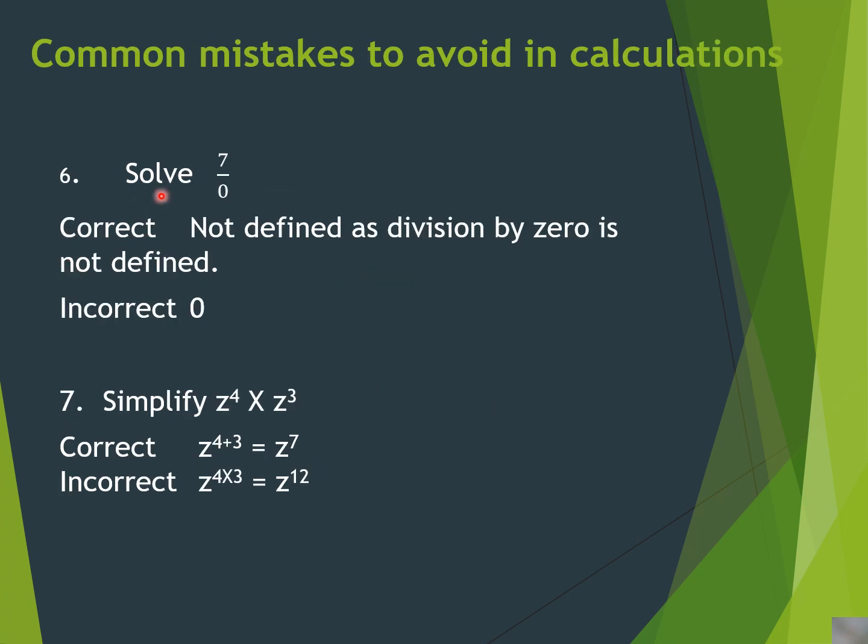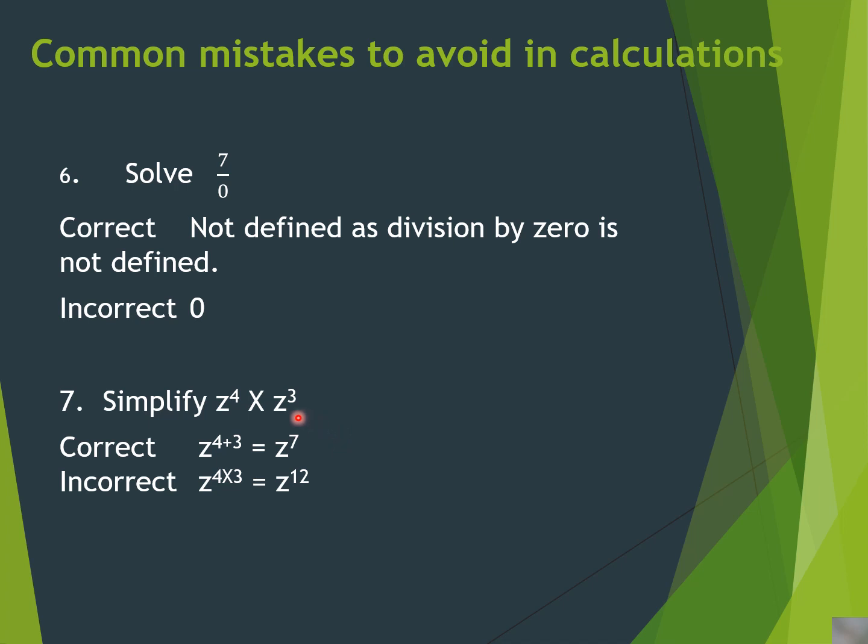Now here we are taking solve 7 by 0. When you see in the denominator 0 is written, sometimes children take it incorrectly, saying the answer is 0 because we are dividing by 0. But actually that is not the case. Division by 0 is not defined. So we cannot divide any number by 0. Please remember that. Next one, we are taking simplify z to the power 4 into z to the power 3.